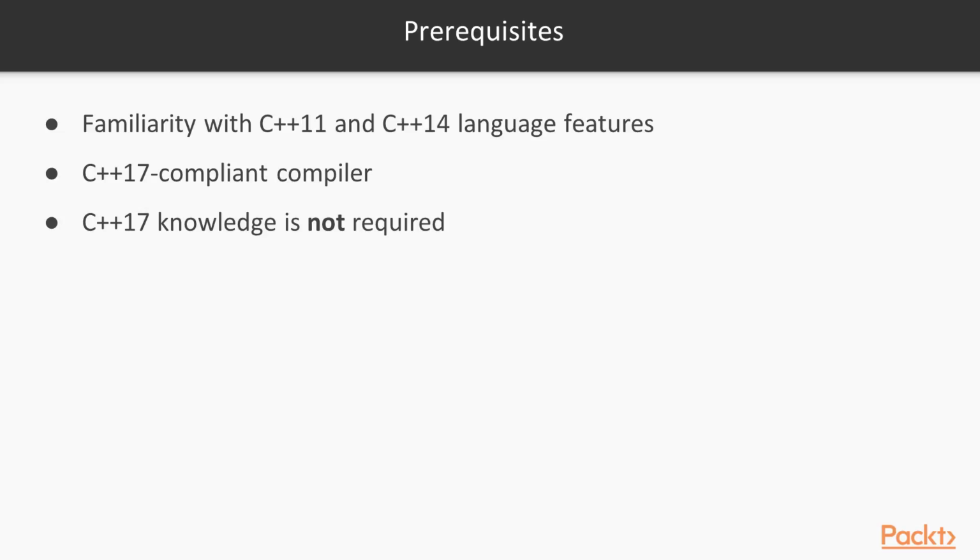In order to take this course, all you need is some familiarity with C++11 and 14 language features. If you want to follow along with your compiler, you also need a modern version of GCC or Clang in order to use C++17 features. However, previous knowledge of the new C++17 language features is not required. We'll learn about them as we go along.